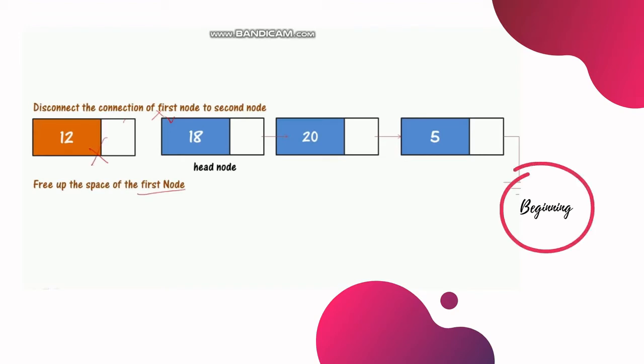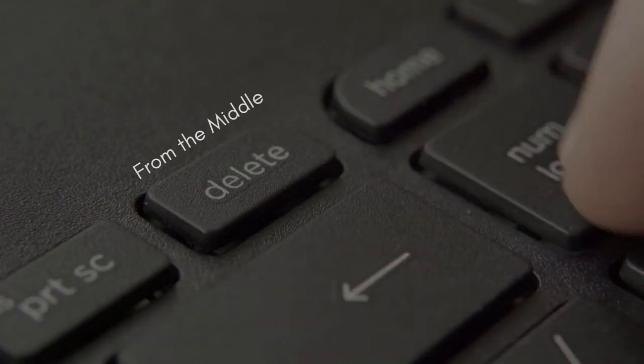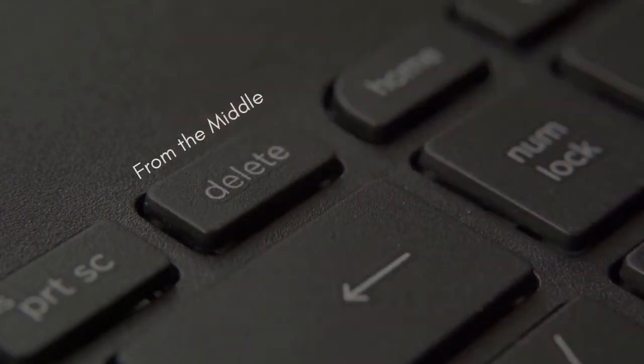So this is how we delete the node from the beginning, and we are left with 3 nodes out of 4 nodes at the end of this process. The next deletion is from the middle of the linked list.